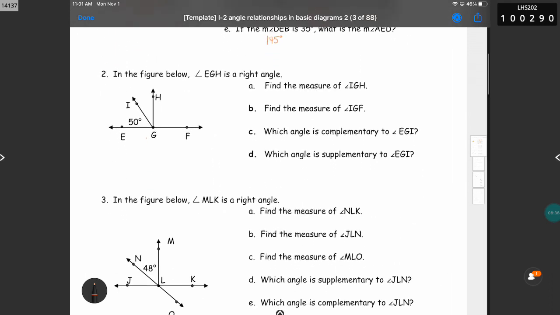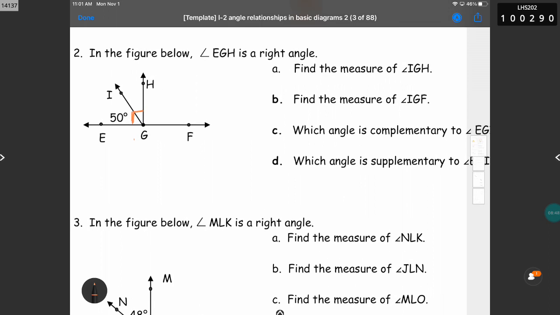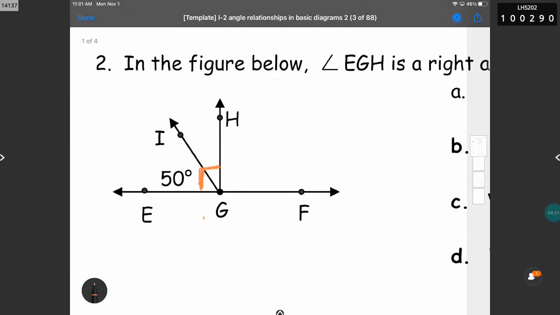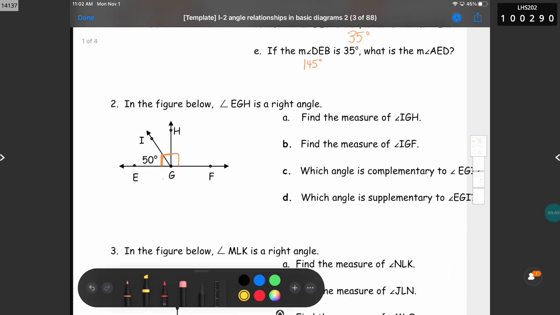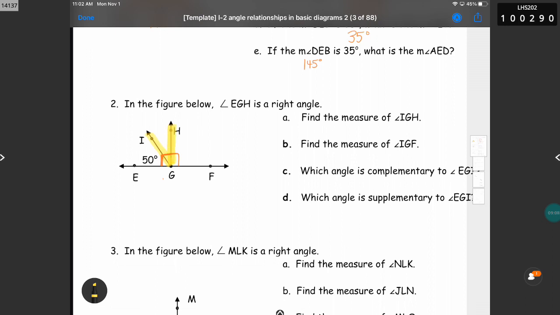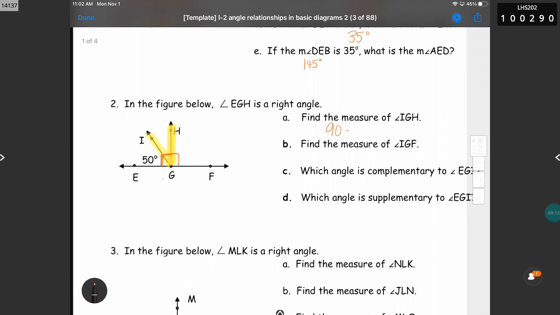In the figure below, EGH is a right angle. I have a question. If EGH is a right angle, what else is a right angle? HGF. That means they both have to be right angles. Does everybody see that? All right. Find the measure of IGH. 40. How did you know that? Because it's right angles, 90, and 90 minus 50 is 40, and that is correct. So IGH is going to be 40 degrees.